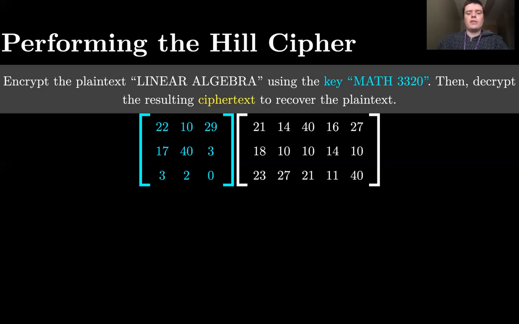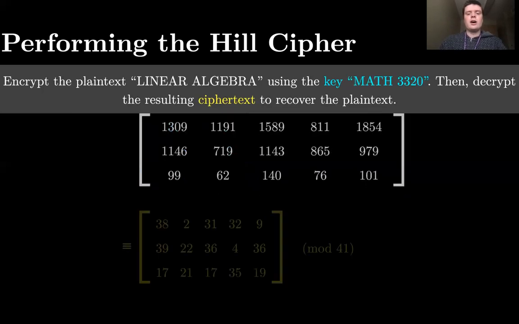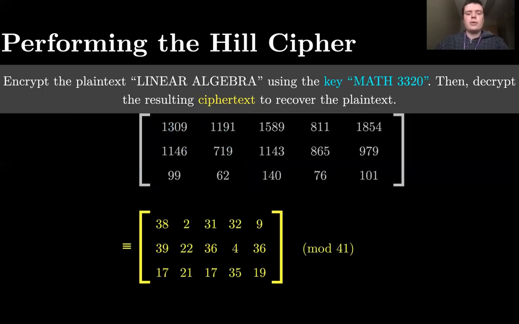Now, in order to find the ciphertext, we multiply the two matrices, and we get this matrix with a bunch of really big values. Now, there are only 41 characters in our alphabet. However, these values are way more than 41. However, we can easily get these values into the 0 to 40 range that we need using the modulo operator. So this gray matrix is equivalent to this yellow matrix, mod 41.